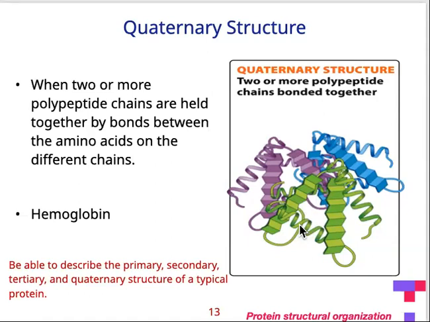And these peptide chains are separate molecules, and they can now be assembled into a larger protein through these other weaker interactions. Our example of this is hemoglobin. Hemoglobin is made up of 2 alpha chains and 2 beta chains. And so a quaternary structure is essentially when 2 or more polypeptide chains are held together by bonds between the amino acids on the different chains.